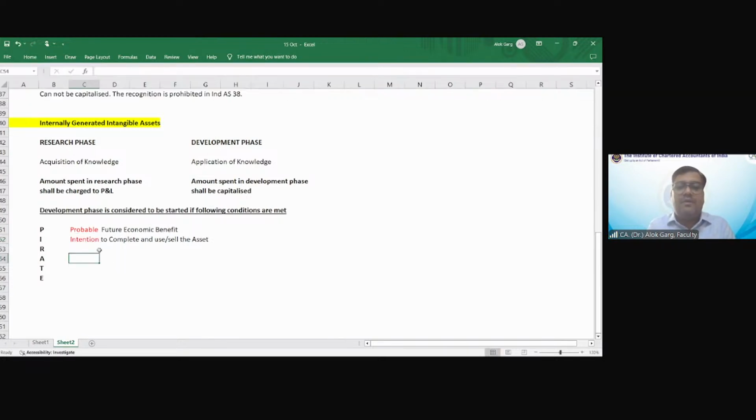R stands for what? Resources are adequate and available for completion of the asset. So there are adequate resources, financial, technical, and other resources, to complete the asset.